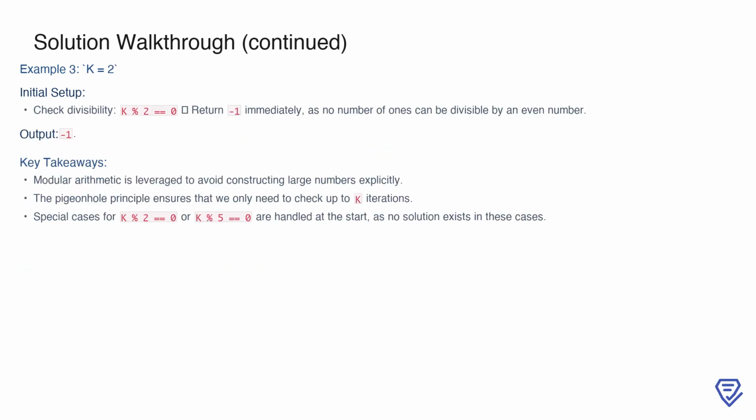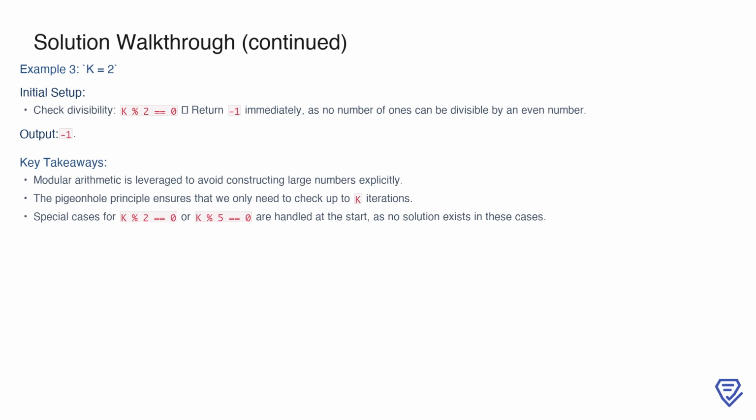Finally, we examine the scenario where k equals 2. In this case, we immediately notice that k is divisible by 2. This means no number made entirely of ones can ever be divisible by k, because such numbers always end in the digit 1, making them odd. As a result, we return -1 without performing any further calculations.